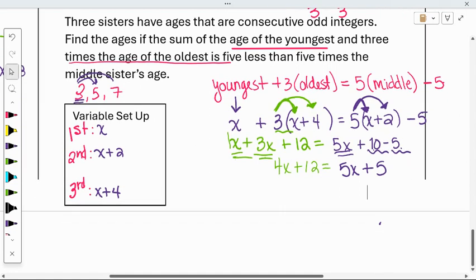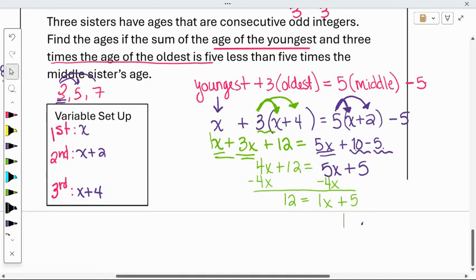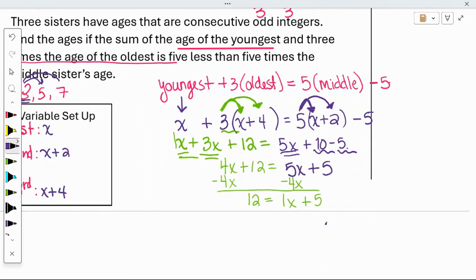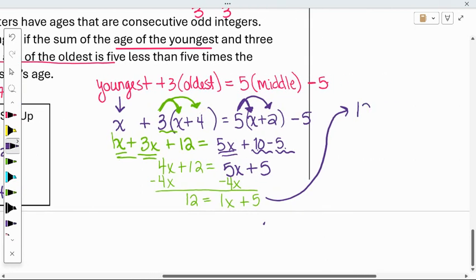Do you want to move the 4x or do you want to move the 5x? Tell me what you want the next step to be. Okay. So that's a positive 4x. That means I have to subtract it on both sides. Yes. Good job. So 12 equals 1x plus 5. I'm going to arrow over in that little workspace. What do you want to do next? Subtract 5 on both sides. Yeah, we're going to subtract the 5 on both sides.